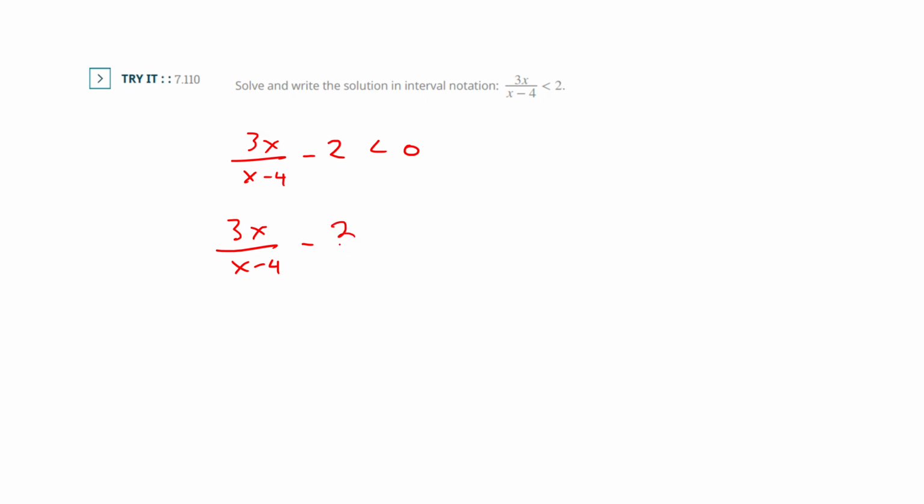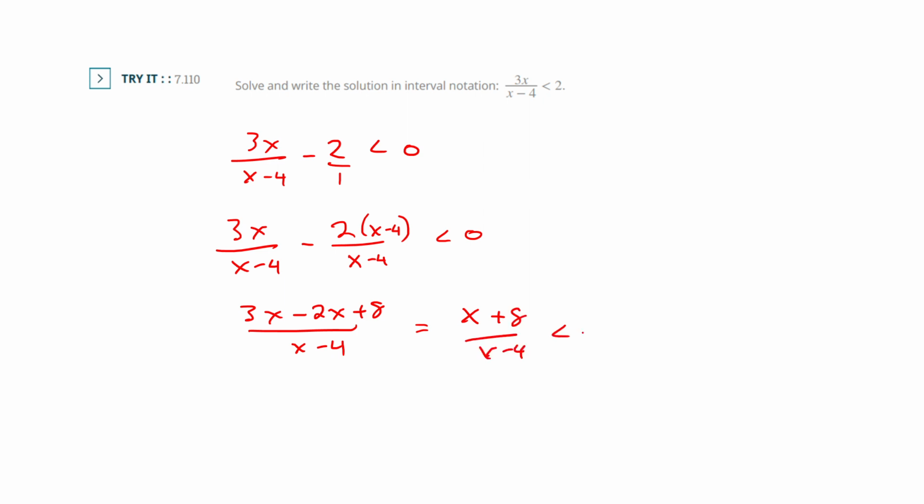So we're going to have a little bit more work here. I'm going to jump ahead. I hope you follow this. It would have been 2 over 1, but I'd have to get the bottom to be x minus 4. If you do it to the bottom, you have to do it to the top. This is just some rational expression work to get a common denominator. This is like 2 over 1; it needs an x minus 4 on the top and the bottom. Now this is like a negative 2, so I'm distributing it through: negative 2x plus 8 over x minus 4. Tidying this up, I've got (x plus 8) over (x minus 4) is less than 0.